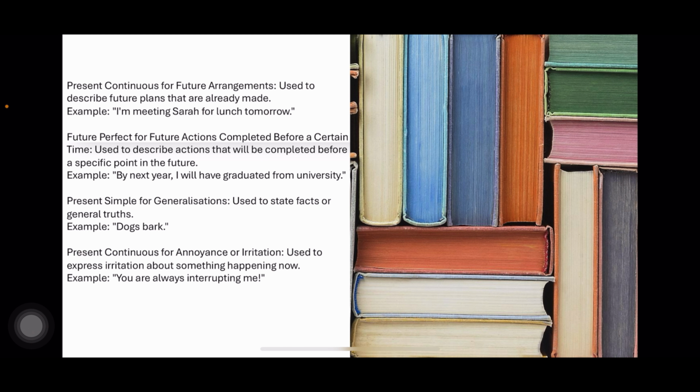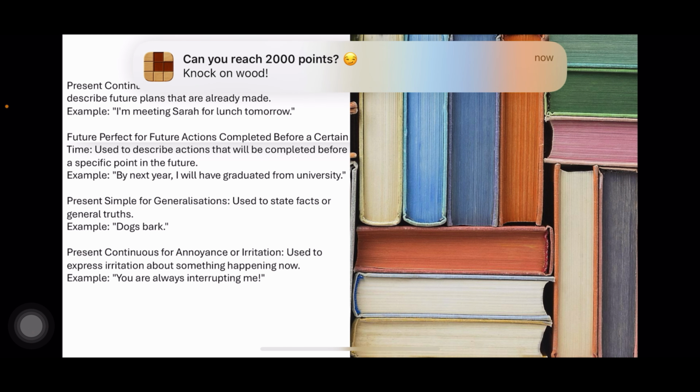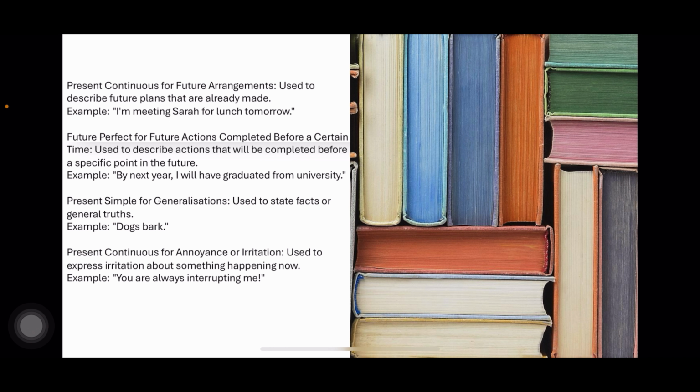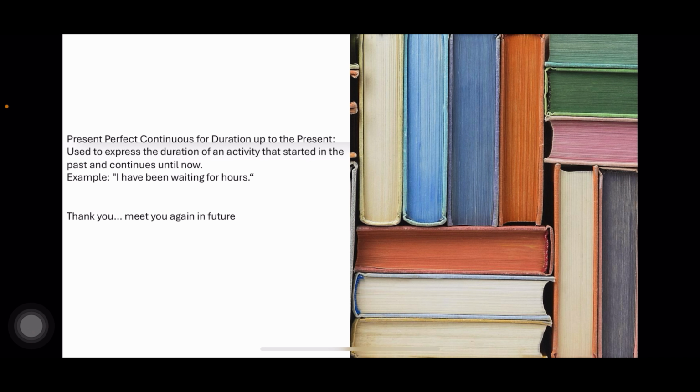Present simple for generalizations, used to state facts or general truths. Example, dogs bark. Present continuous for annoyance or irritation, used to express irritation about something happening now. Example, you're always interrupting me. Present perfect continuous for duration up to the present, used to express the duration of an activity that started in the past and continues until now. Example, I have been waiting for hours.